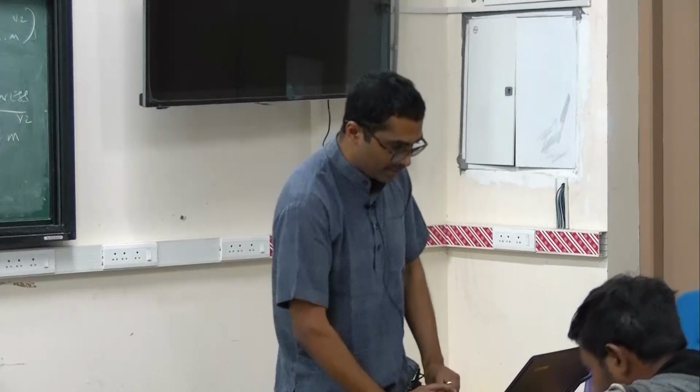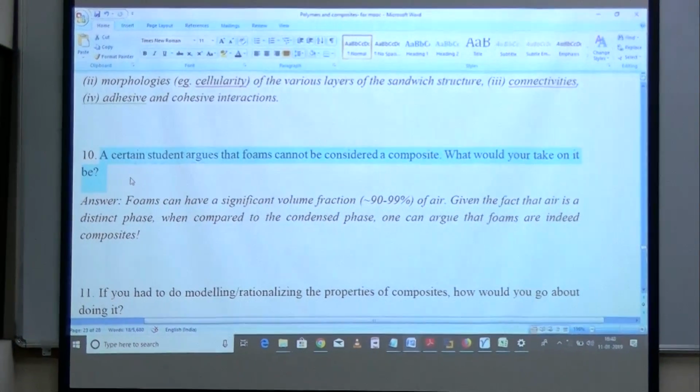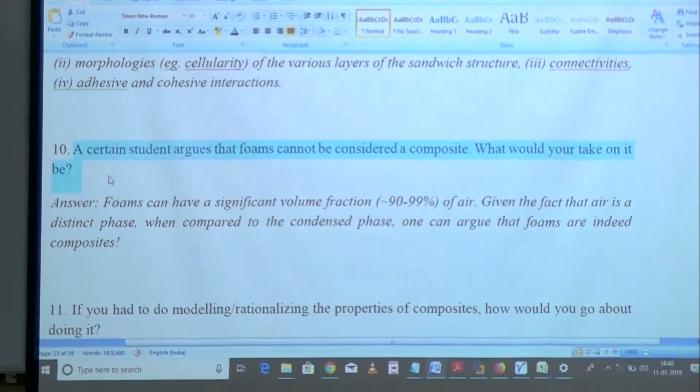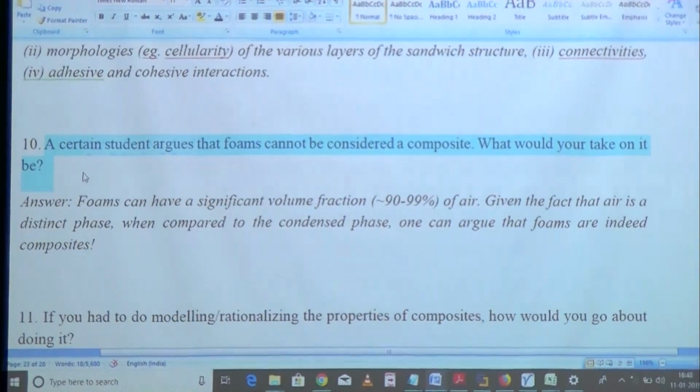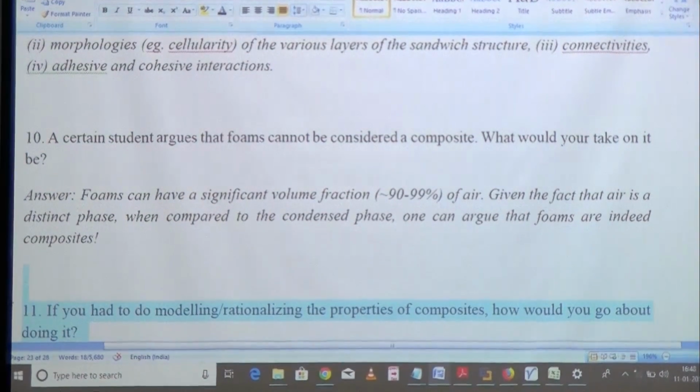Now here is another question. A certain student argues that foams cannot be considered a composite. Well, she or he is wrong, because foams have a secondary phase, namely air, correct? As in that particular question we have discussed. Now look at this question.